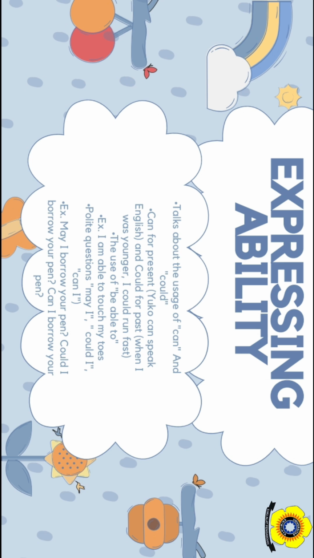Next chapter is about expressing ability. This chapter talks about the usage of can and could. Can for present, for example, Yuko can speak English, and could for past. For example, when I was younger, I could run fast. This chapter also mentioned the use of be able to. For example, I am able to touch my toes.